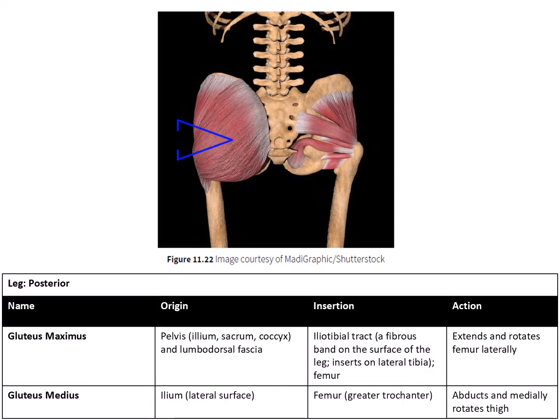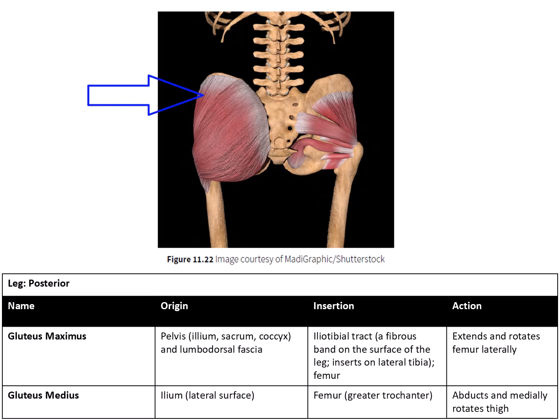The gluteus maximus is your butt muscle. It originates from portions of the ilium, sacrum, coccyx, and lumbodorsal fascia and inserts on the iliotibial tract and the femur. When it contracts, it extends and rotates the femur laterally.